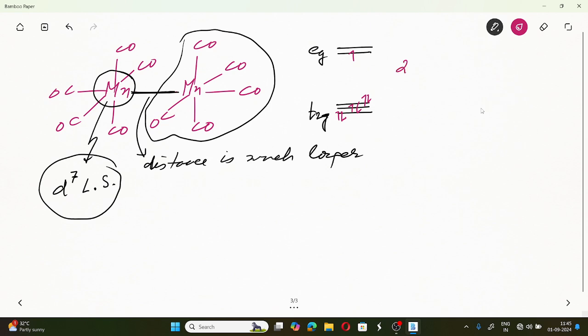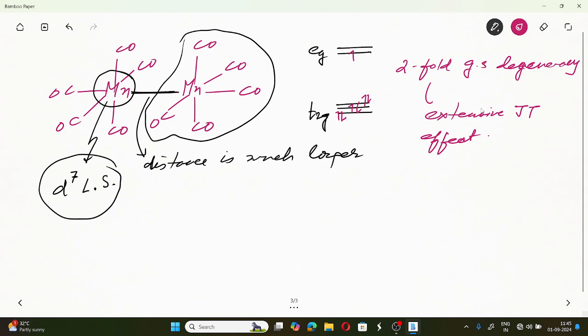So this is d7 low spin configuration. So it has twofold ground state degeneracy. So naturally it will be subject to extensive JT effect. Since it has twofold ground state degeneracy, there will be extensive Jahn-Teller distortion, and that accounts for the longer Mn-Mn bond. Okay.